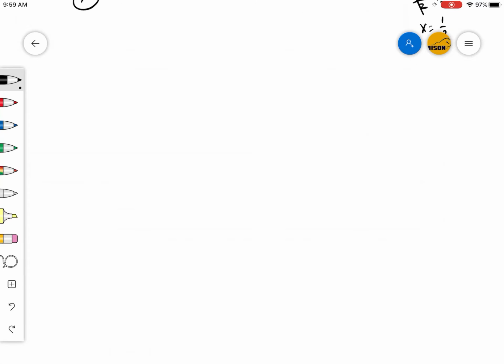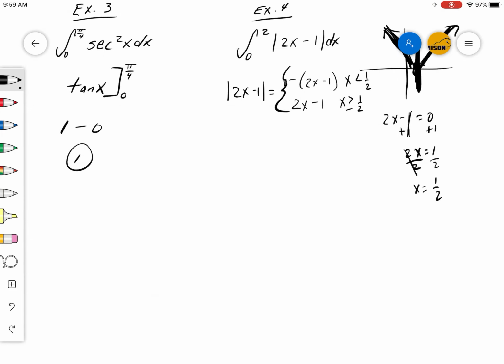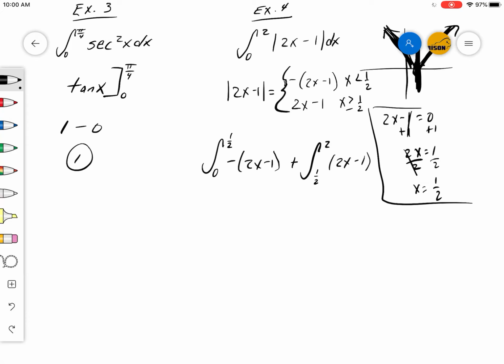What's really going on here is I'm not doing the integral from 0 to 2. I'm doing the integral from 0 to 1/2 of the negative graph, negative 2x minus 1, and then I'm also doing the integral from 1/2 all the way up to 2 of the positive graph. So regular 2x minus 1, okay?